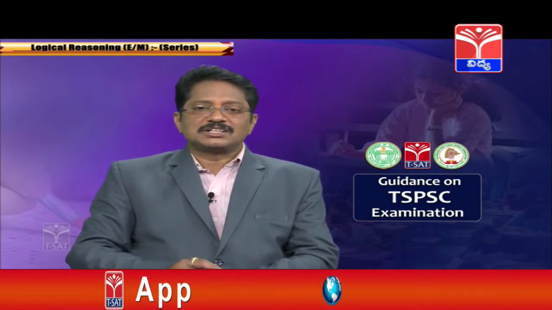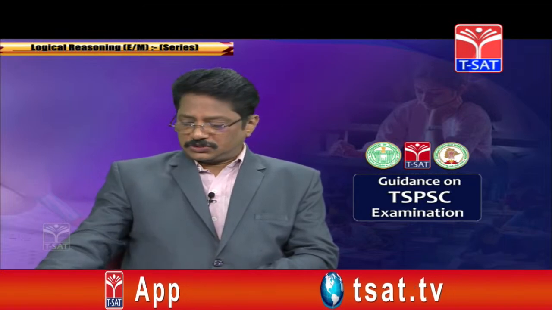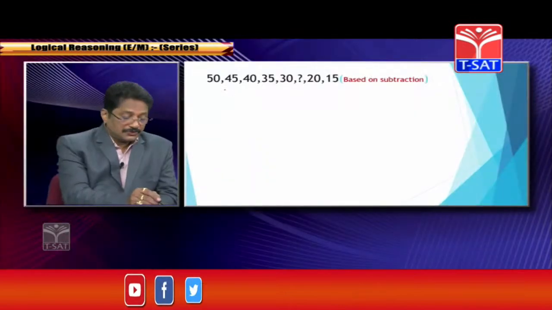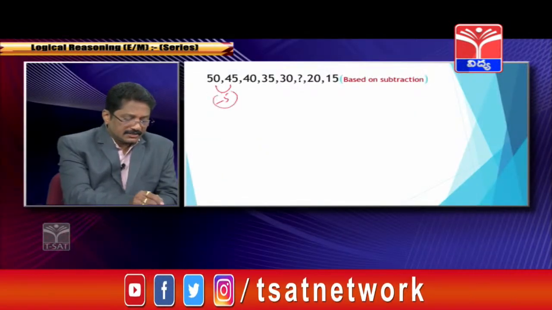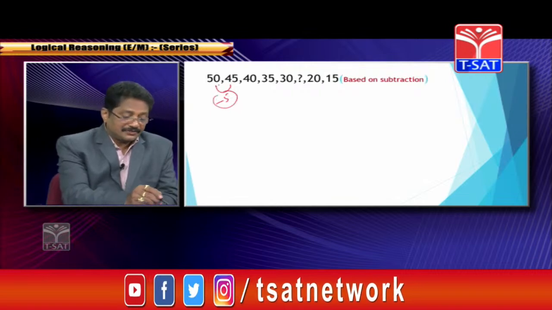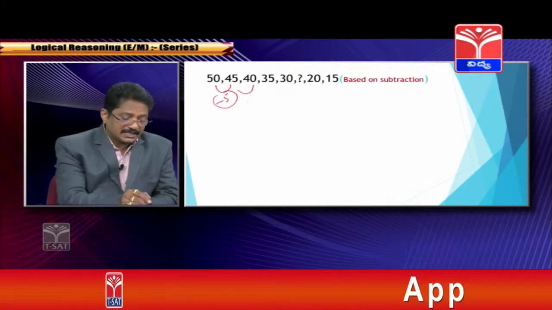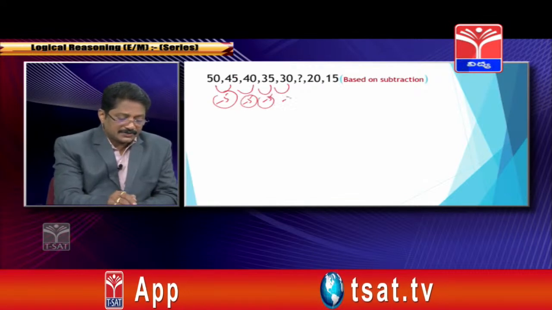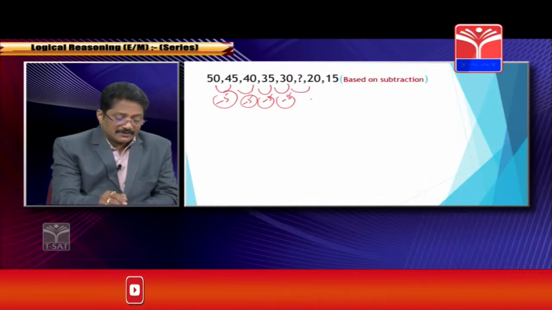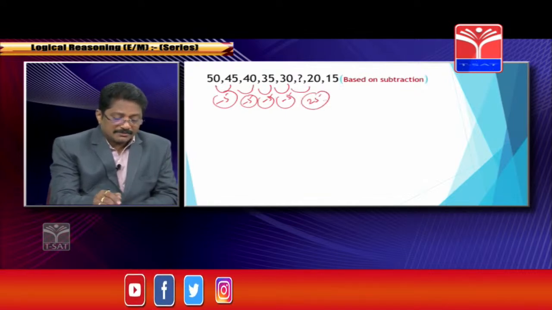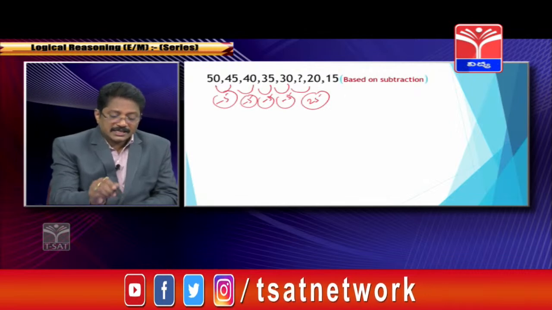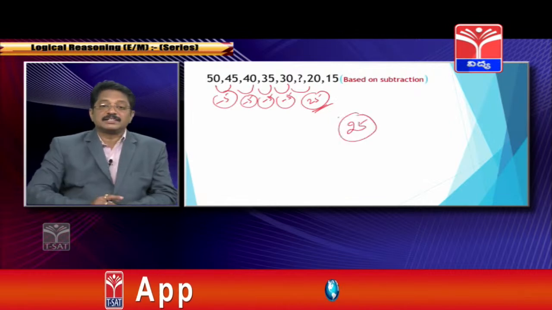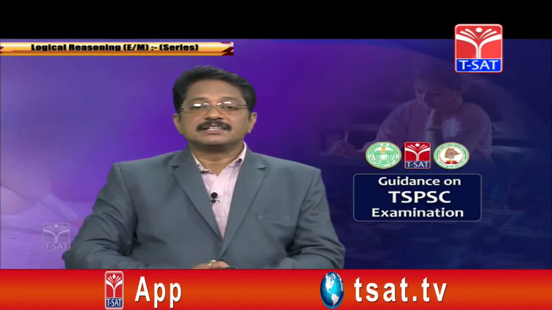And after addition, the next one is subtraction. We will see the question based on subtraction. Means here 50, 45. So 50 minus 5 is 45, 45 minus 5 is 40, 40 minus 5 is 35, 35 minus 5 is 30, 30 minus 5 is 25, 25 minus 5 is 20, 20 minus 5 is 15. So what is the required answer here? 25 is the required answer. So this is based on subtraction.